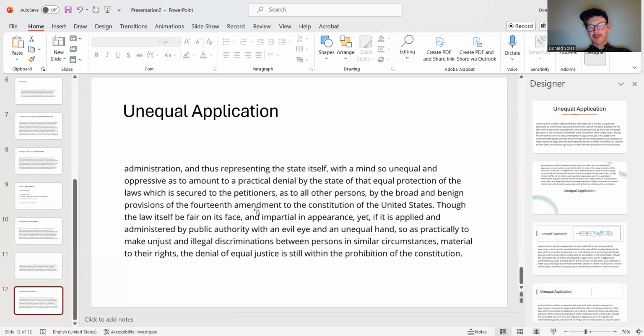Of course, in this time period, the marginalized groups of people would predominantly be ethnic and racial groups, as well as women, of course, too. But the idea in Yick Wo versus Hopkins, at least, is that the law could be neutral on its face, fair on its face, in the words of the court, but be applied with an evil eye and an unequal hand, so as practically to make unjust and illegal discriminations between people in similar circumstances. This case raises many questions for me.